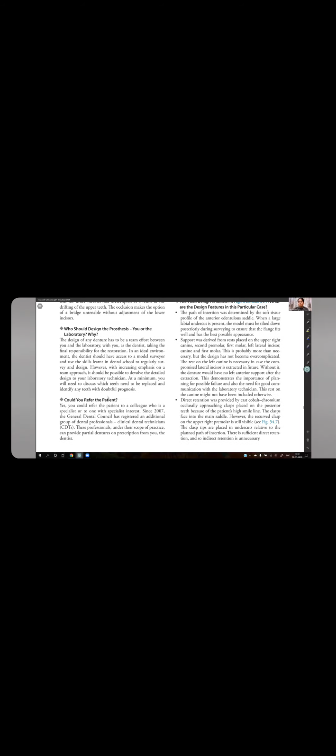Well, the design of any denture has to be a team effort between you and the lab, so you don't really have to go into these details. Could you refer to the patient? Also not important. Now, the important part here is the designing part, right? This gray box is really good and important, and you have also learned all these concepts in the prosto file. We have discussed this thoroughly while doing RPD.